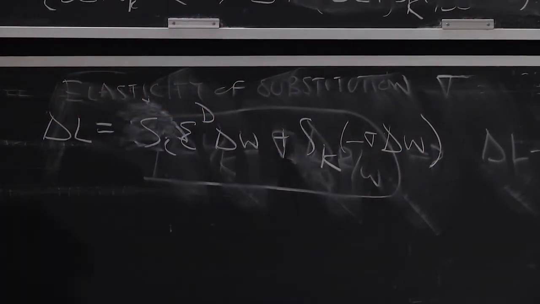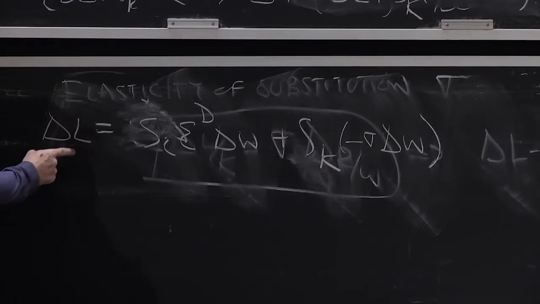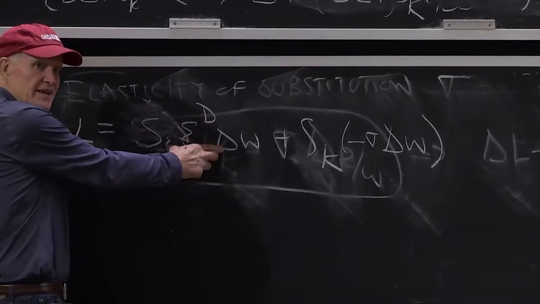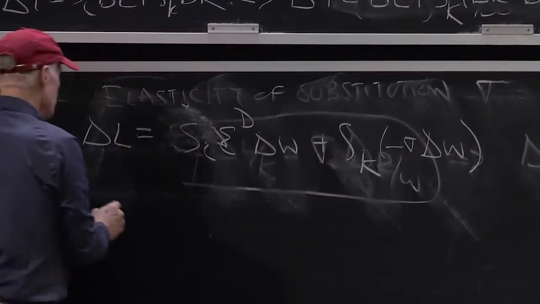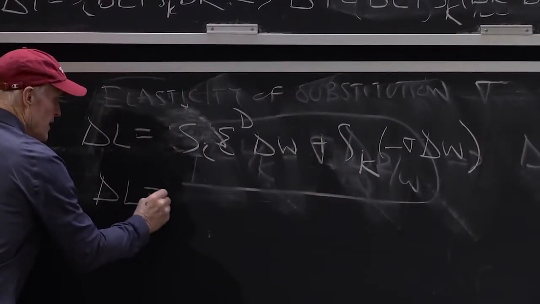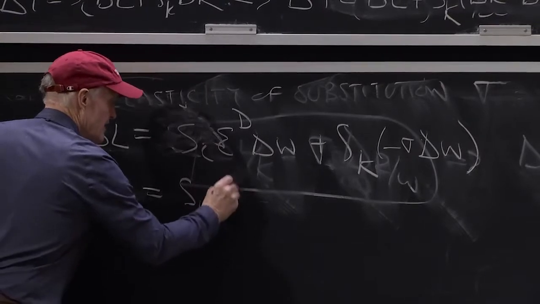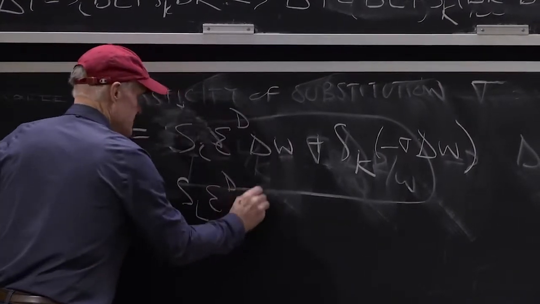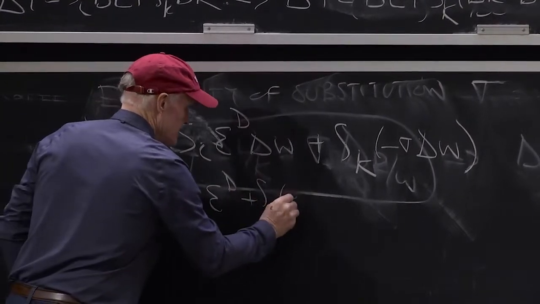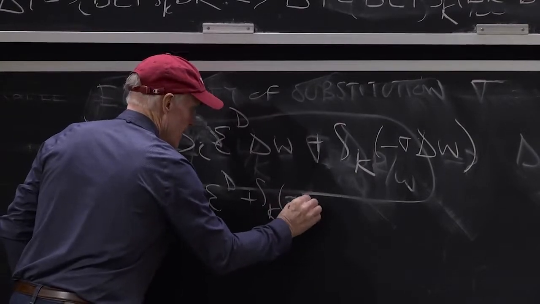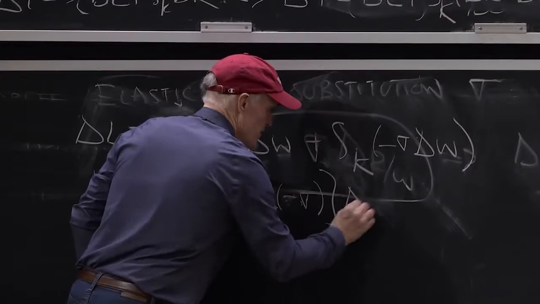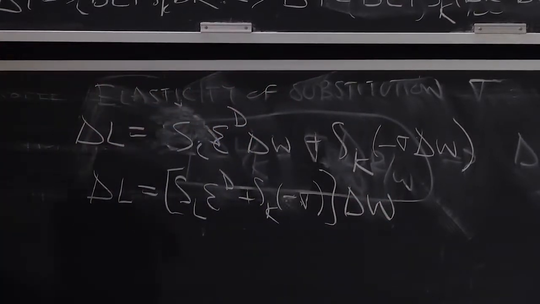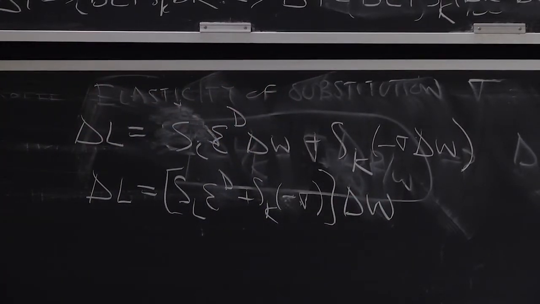Okay. So first thing you'll notice is that both of these are negative, right? This is a negative number, and this is a negative number. So delta L equals SL epsilon D plus SK times minus sigma, whole thing times delta W. So that's going to be the elasticity of demand for labor.